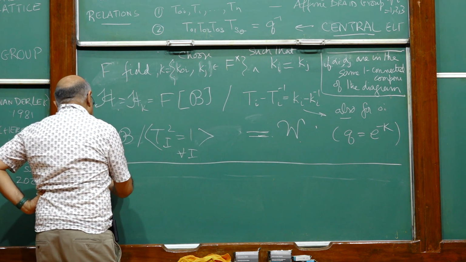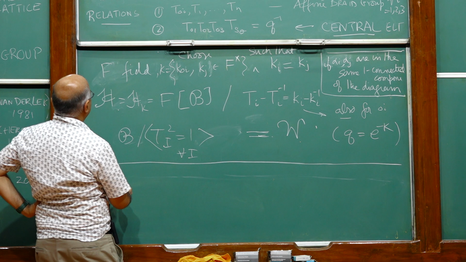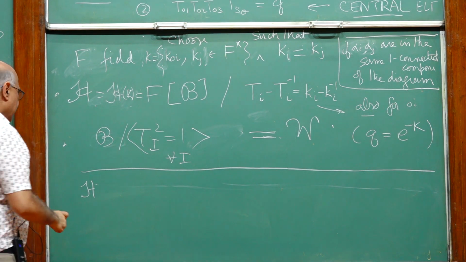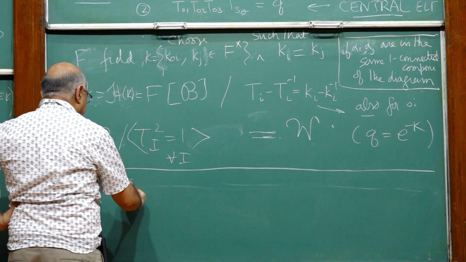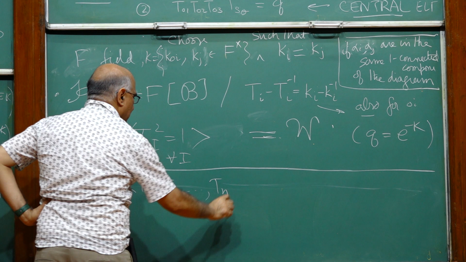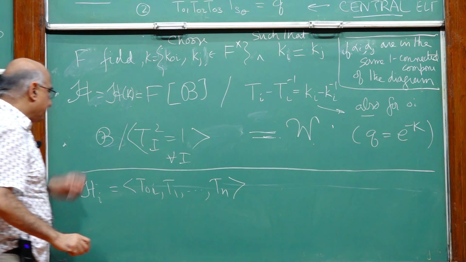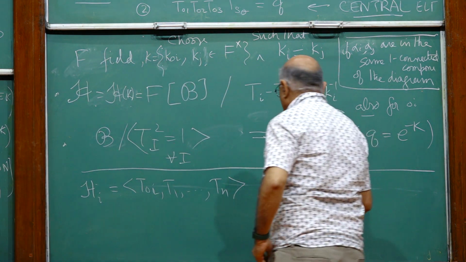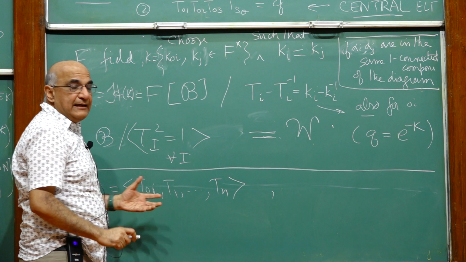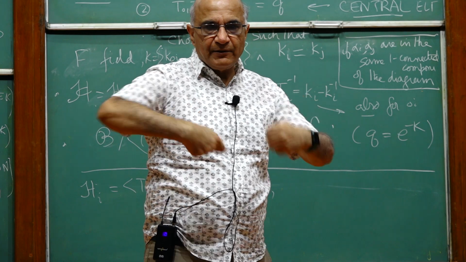Maybe I don't want to put a subscript. I want to put an H of something. So let me put Hi to be this affine Hecke algebra generated by T0. So there's three affine Hecke algebras. I'll pick two of them. Each of these looks like a finite Hecke algebra smashed together with the group algebra of a lattice.